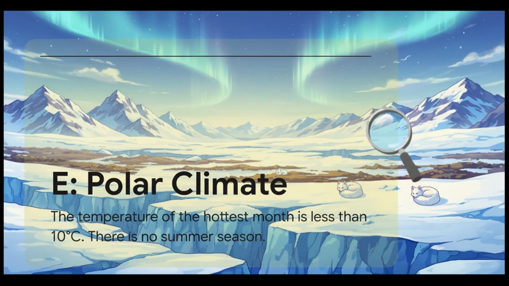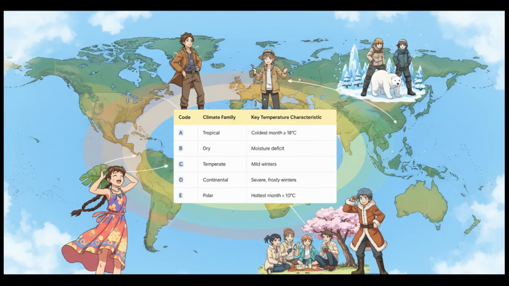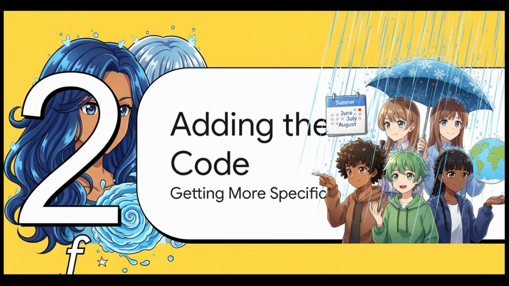And last but not least, E for polar. As you can probably guess, these are the coldest spots on the planet. I mean, even the warmest month is still pretty chilly. There's no real summer to speak of. And that's what creates those incredible landscapes of tundra and giant ice caps. So, you see, that first letter is so important. It gives you a really quick, big picture idea of what a place feels like, temperature-wise, all the way from the tropics to the poles. But look, temperature is only half the story, right?